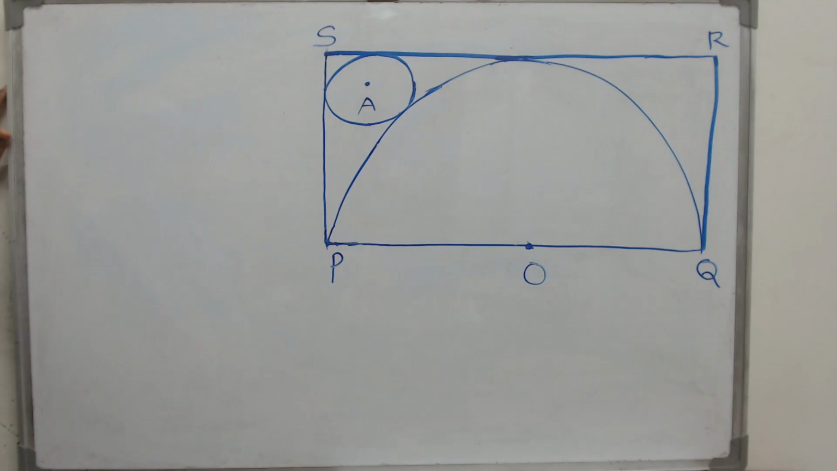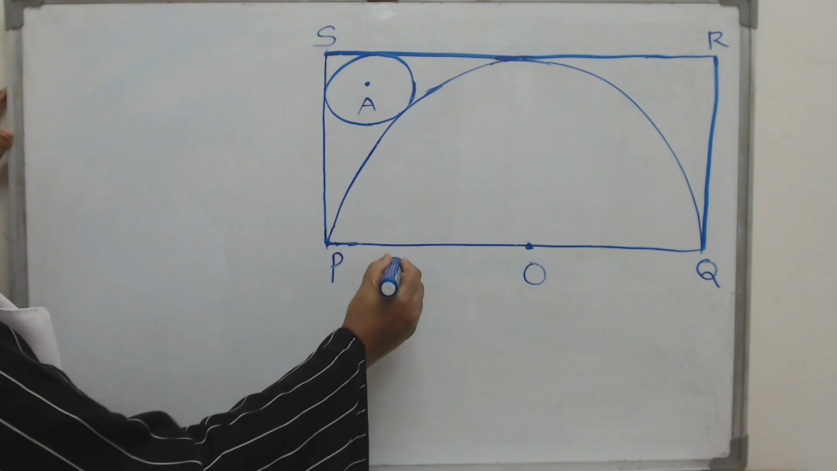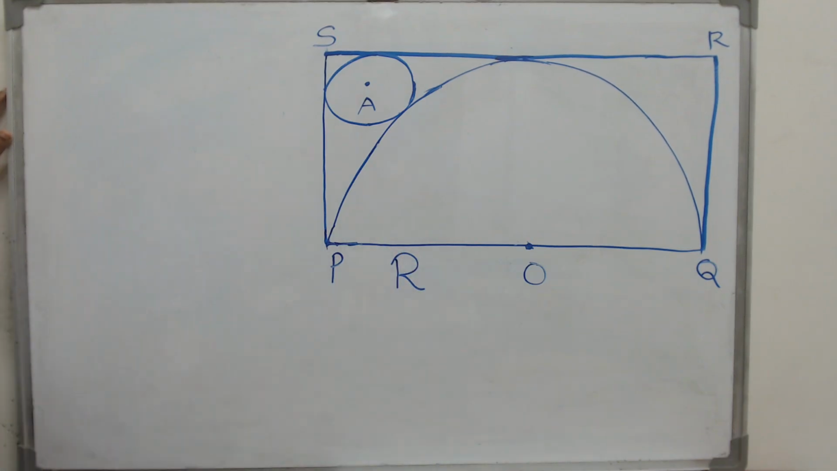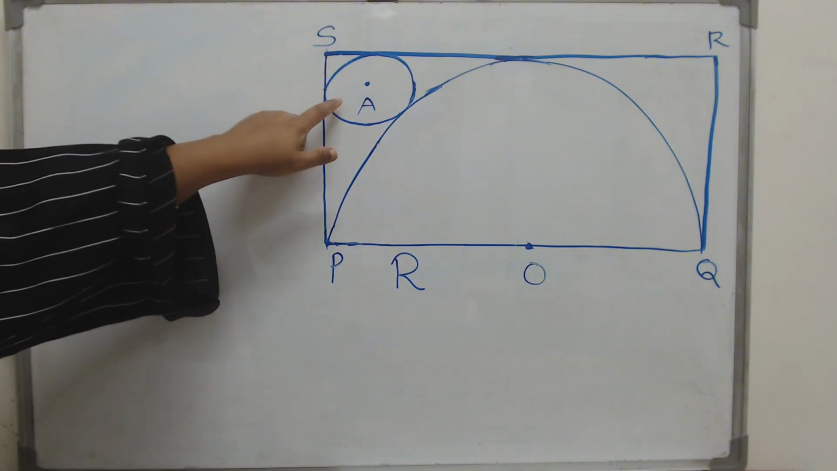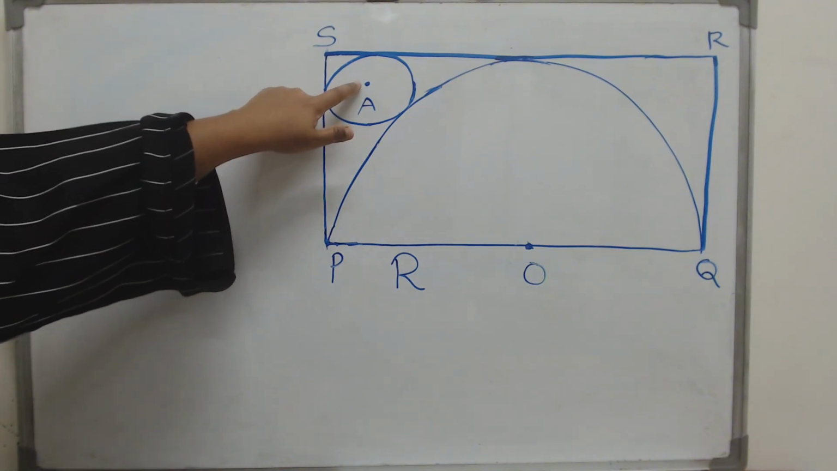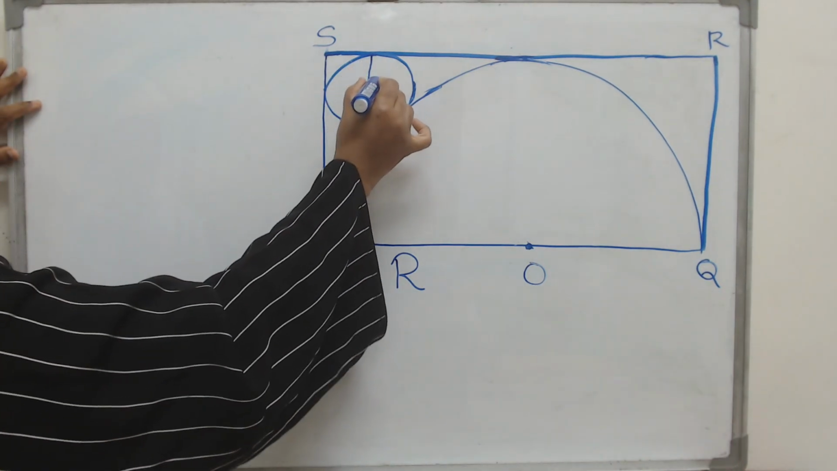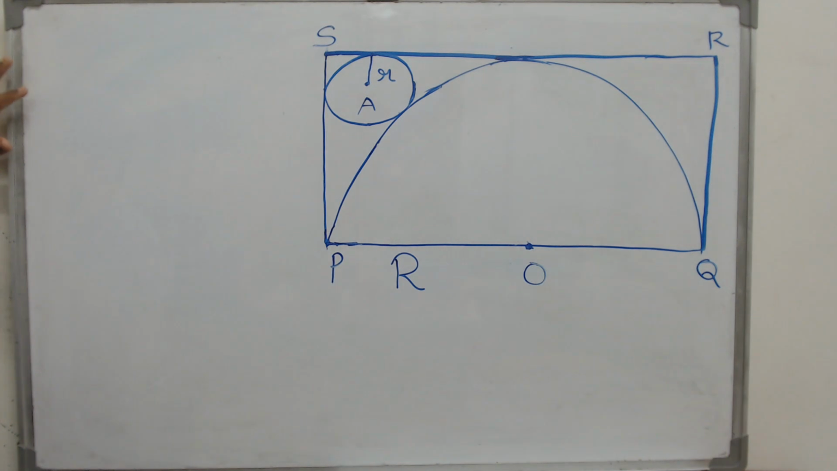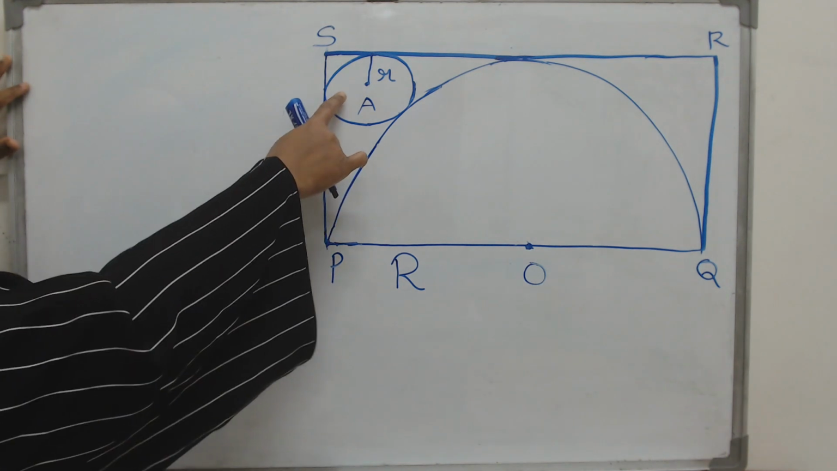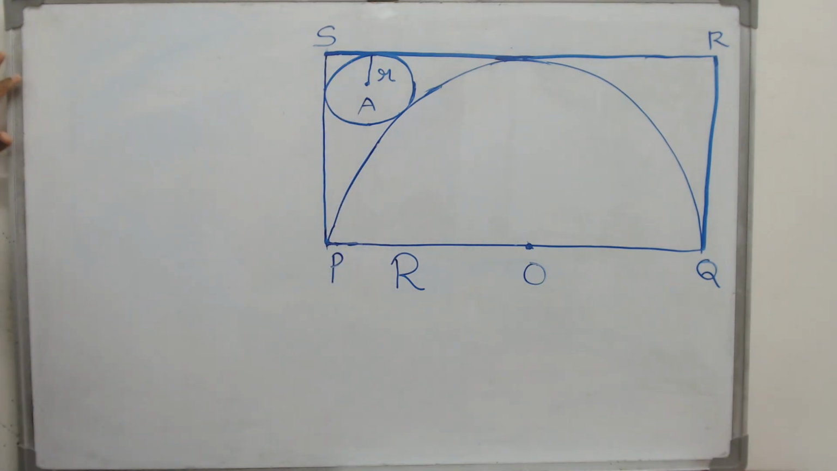Here we have a rectangle PQRS. Inscribed inside the rectangle is a semicircle with its center at the point O and radius R units. Also inscribed inside this rectangle is a small circle with its center at the point A and radius say r units. Now what we need to find is the ratio of the areas of this circle and this semicircle.